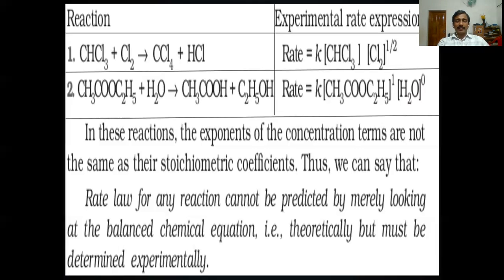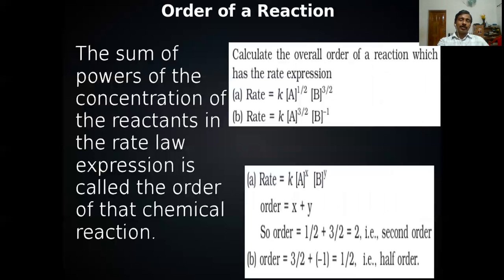So these are some examples of the rate law, rate equation or rate expression. What is meant by the order of a reaction? The rate law can be represented as rate is equal to k into the concentration of A raised to x into the concentration of B raised to y. And the order of a reaction is x plus y. x and y are powers.